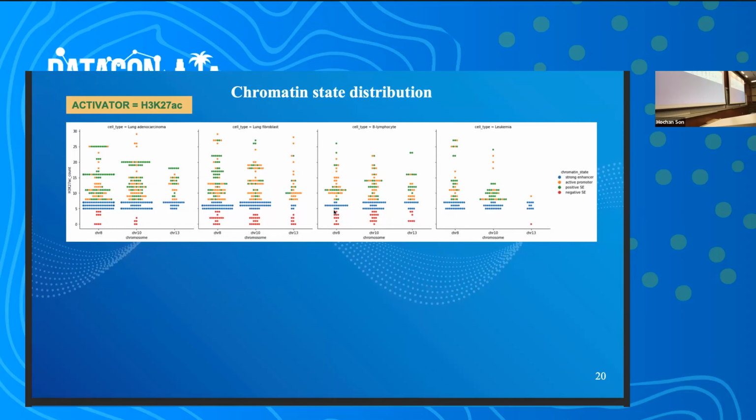For the chromatin state, there are multiple subcategories: strong enhancer, active promoter, positive super enhancer, and negative super enhancer. In this case, what we can see here is that there is a high number of strong enhancers, super enhancers, and active promoters in the presence of this activator. In other words, the activating chromatin mark is positively correlated with the enhancers and the super enhancers.